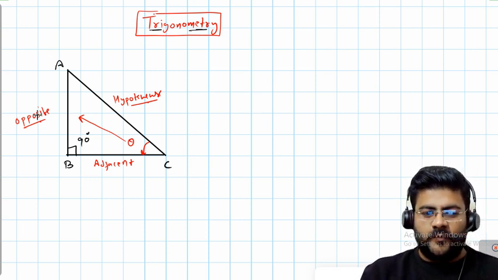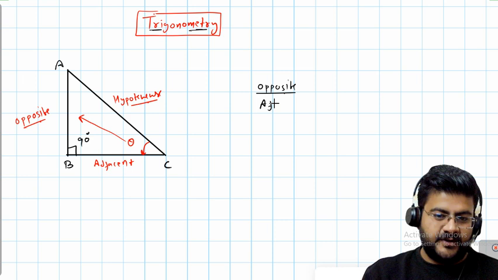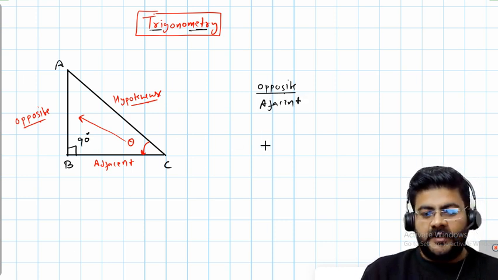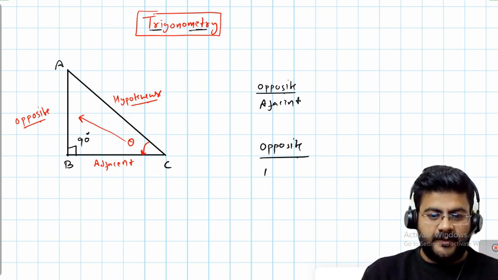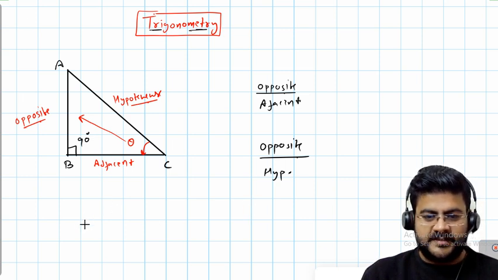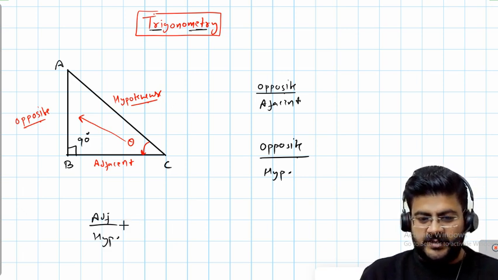If I label them, one possible ratio is opposite over adjacent. Another possible ratio is opposite over hypotenuse. And the third possible one is adjacent over hypotenuse. So these are the three possible ratios.